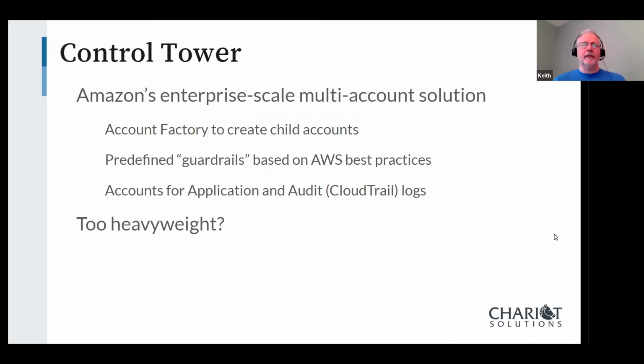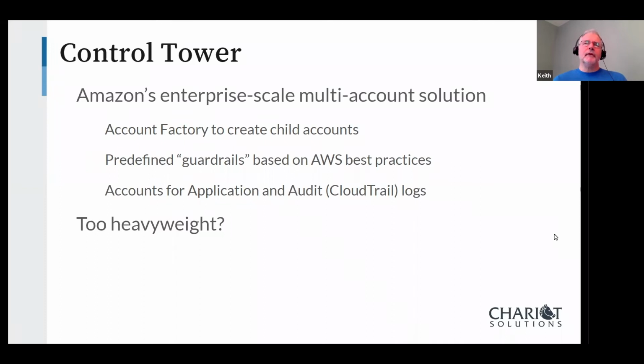accounts on demand. You have predefined guardrails to prevent those accounts from doing things that might run up big bills or otherwise cause damage. And you also have separate accounts that are destinations for application and audit logs that are essentially write once, so that for a production deployment, you don't have to worry about someone getting in, causing problems, and then erasing the logs.